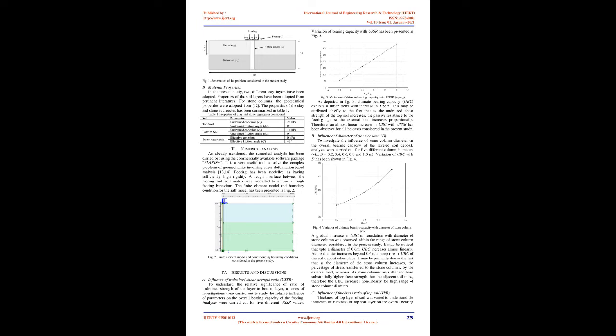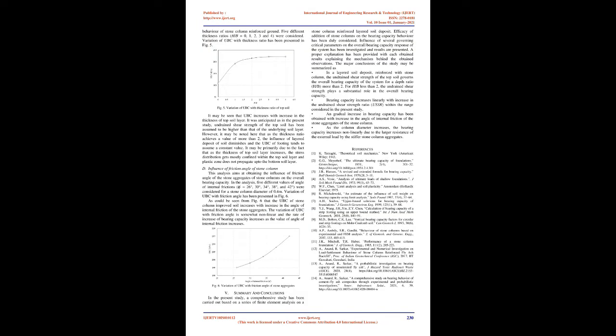It may be noticed that up to a diameter of 0.6 m, UBC increases almost linearly. As the diameter increases beyond 0.6 m, a steep rise in UBC of the soil deposit takes place. It may be primarily due to the fact that as the diameter of the stone column increases, the percentage of stress transferred to the stone columns, by the external load, increases. As stone columns are stiffer and have substantially higher shear strength than the adjacent soil mass, the UBC increases nonlinearly for high range of stone column diameters.